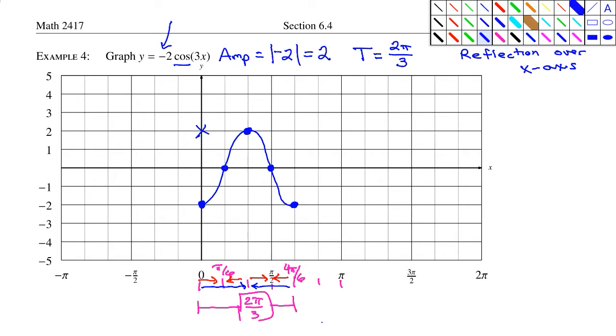And then we can repeat that going forward with 0, max, 0, min, 0, max, 0, min. Same thing going backwards. 0, max, 0, min, 0, max. And then connect the dots. And there you go.